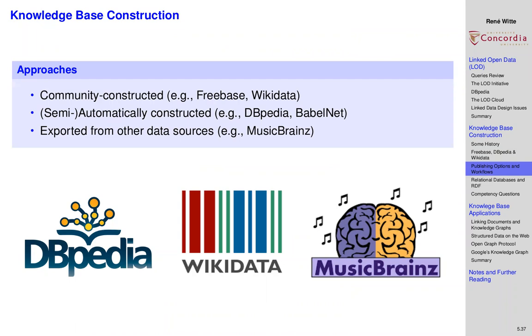Then there are techniques where you build it semi-automatically. DBpedia is a good example for that. It starts from existing content, in this case Wikipedia, and builds the knowledge graph. The third option is that you take an existing knowledge source and fully automatically export it. This is typically done for existing databases, mostly relational databases, but could also be something like spreadsheets, and then use scripts to export them into data graph format, into RDF.